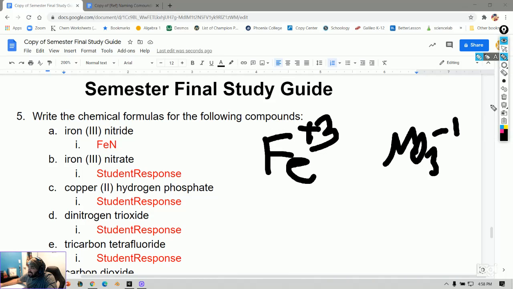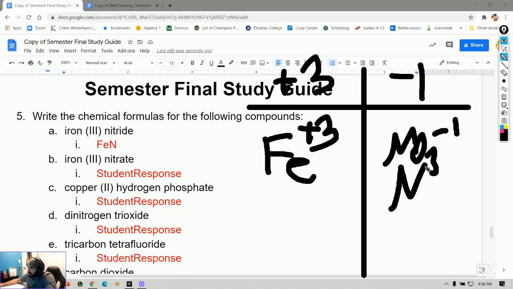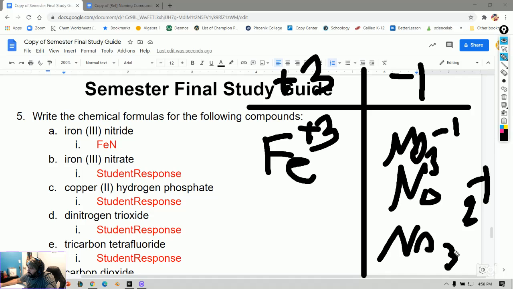Now, the thing is, let's draw our table because we have a problem now. Overall, on the right side, I see a -1 charge. Overall, on the left side, I see a positive 3 charge. I need this to balance out. If I add another iron here, now it's positive 6. Now it's worse, right? It's less balanced. So I'm going to add more nitrates. NO3 with a -1 charge, another NO3 with a -1 charge. And overall, that's going to now give me -1, -1, -1. That's going to give me a -3 charge. Now this will balance.